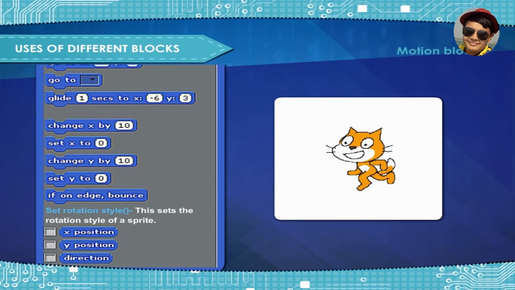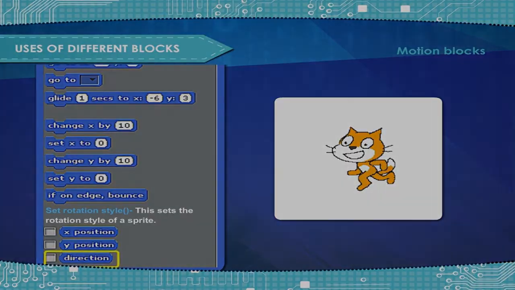Scratch has 3 motion reporter blocks, which are X position, the X position of the sprite, Y position, the Y position of the sprite, and direction, the direction of the sprite.